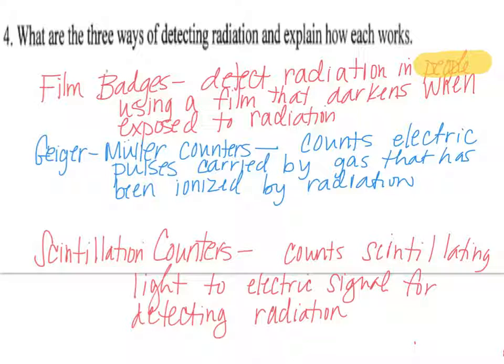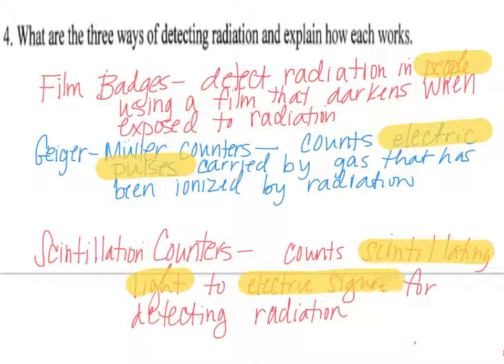Geiger-Müller counters count the electric pulses carried by gases. So they count electric pulses. That's going to be your clue word there. And whenever you've seen movies or anything where they're detecting radiation and you hear that real click, click, click, click when they're waving a wand in front of an item, that's what a Geiger-Müller counter is. And then the scintillation counters are counting scintillating light, and it converts it into electric signals, and that's how they detect radiation. Those, again, are some of our vocab or definitions. You need to make sure you know the 3 types. Film badges, Geiger-Müller counters, and scintillation counters.